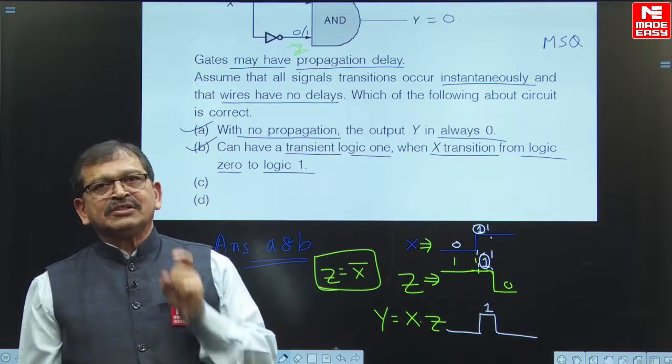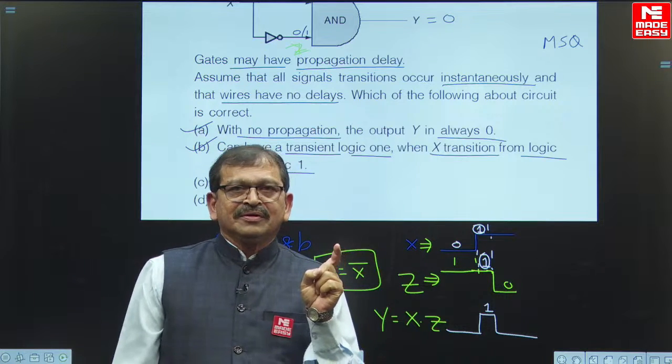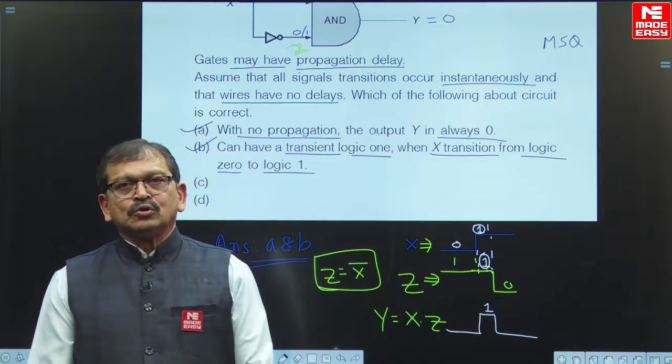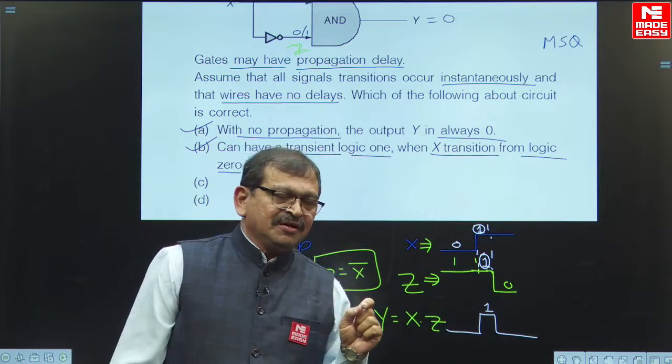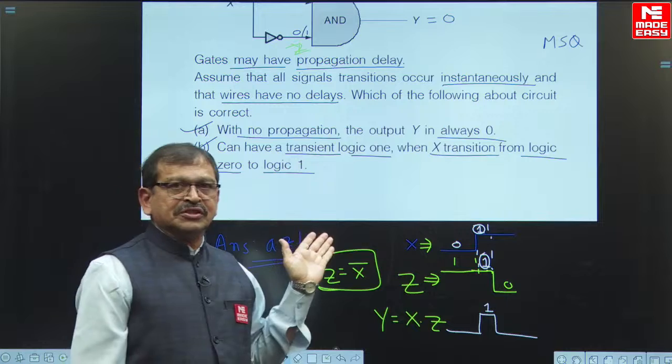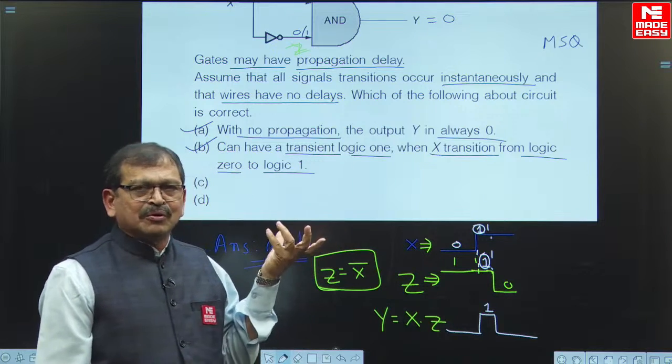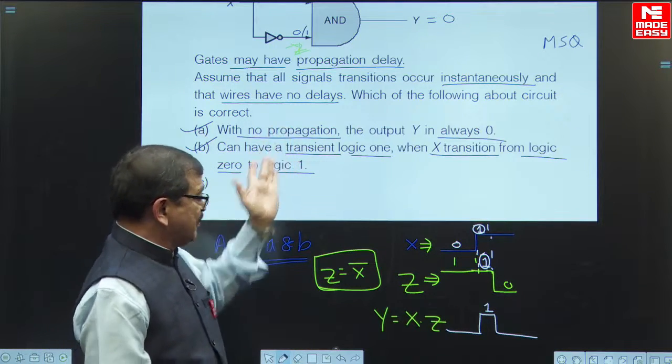Apart from this, from the number system, there was a question based on the 2's complement. That question was already covered by the CO faculty Sagar sir. So the remaining 3 questions of the digital I covered. They are little simple questions except this last question, this propagation delay question.